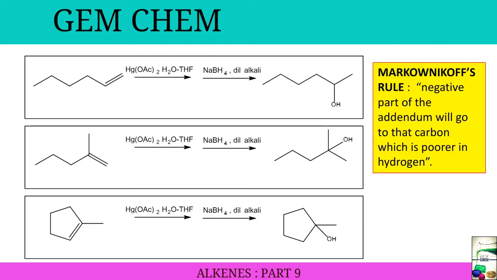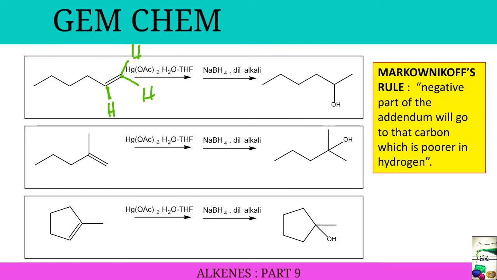Now see, what does Markovnikov's rule state? It states that the negative part of the addendum, that is the substrate which you are adding, will go to that carbon which is poorer in hydrogen. So we see here, first example, this carbon has one hydrogen and this carbon has two hydrogens. So let us draw the hydrogens. This carbon has one hydrogen and this has two hydrogens present.